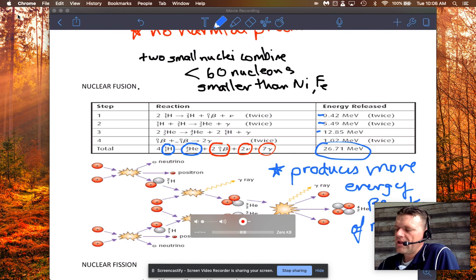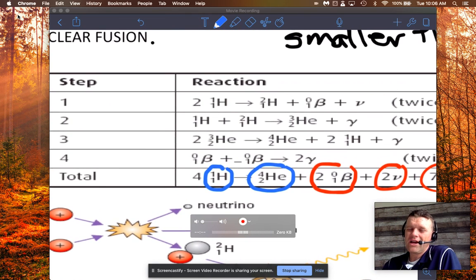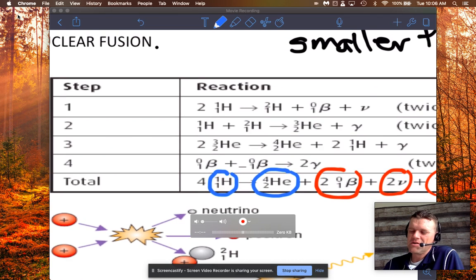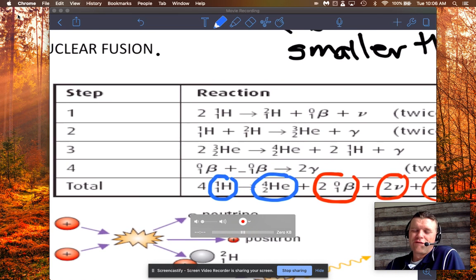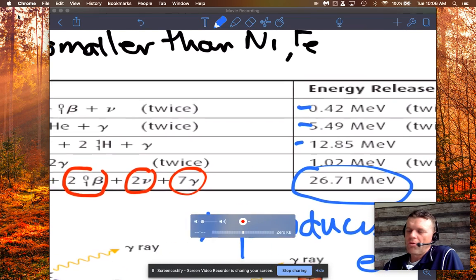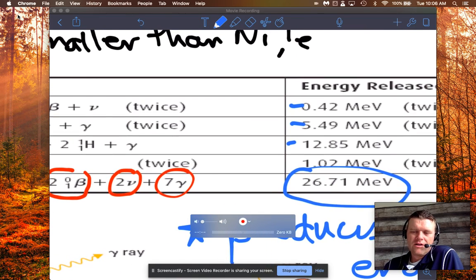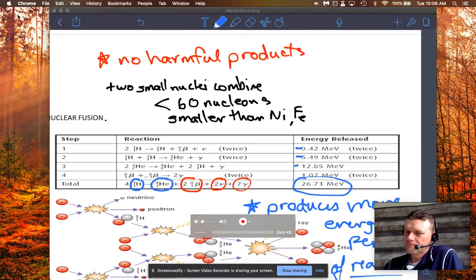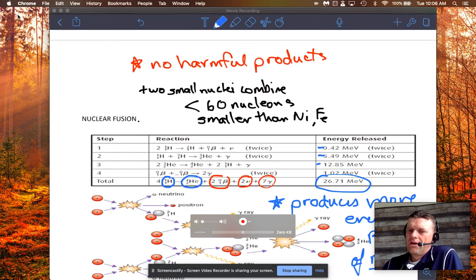So when I say that reactant, I'm talking about the hydrogen. Hydrogen is super light. It's like the lightest element in the universe. All you need is 4 of those, and you can make 26.71 MeV of energy. Okay. So hydrogen, and what's crazy is I was mentioning the atomic bombs.